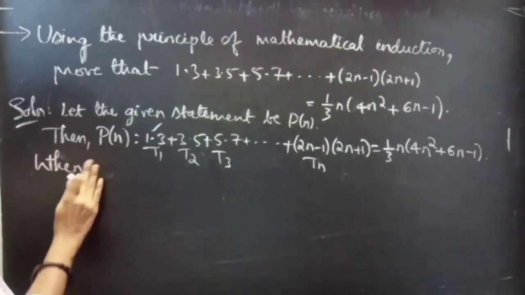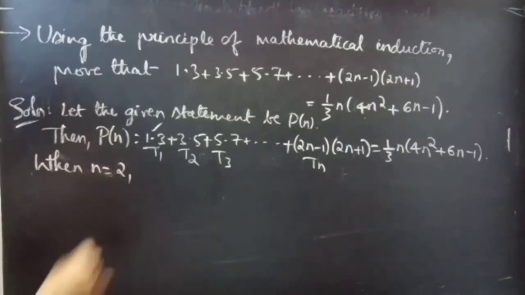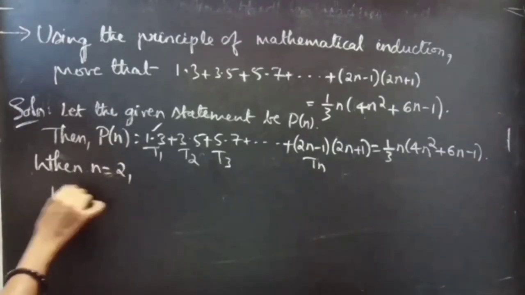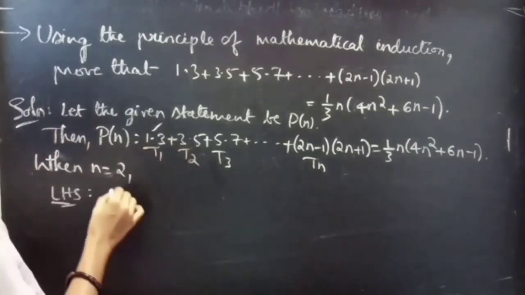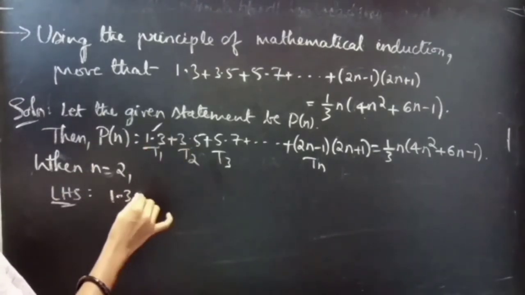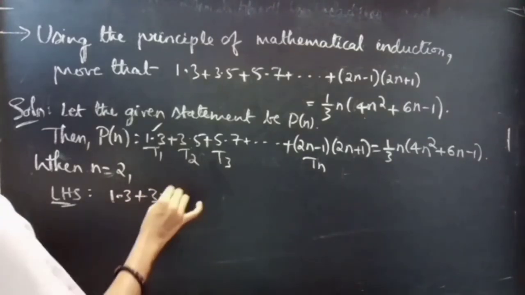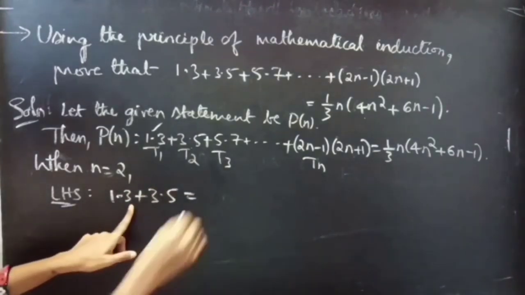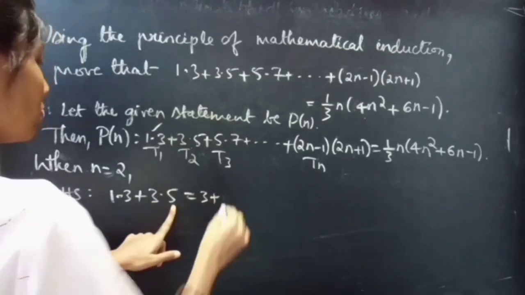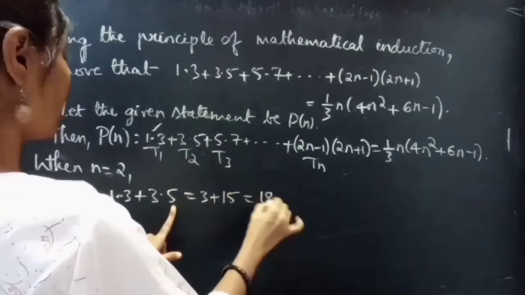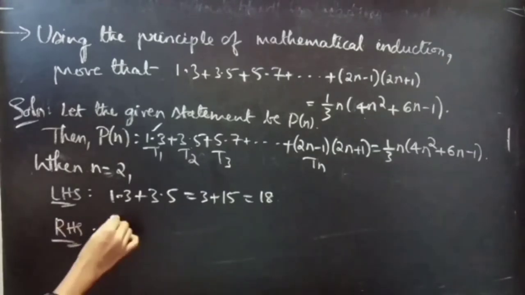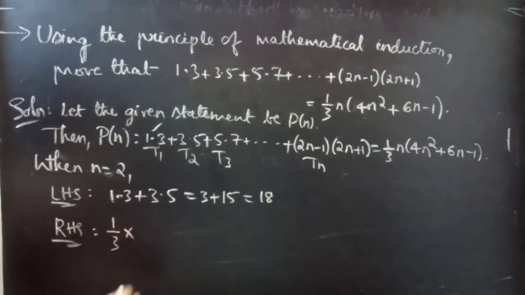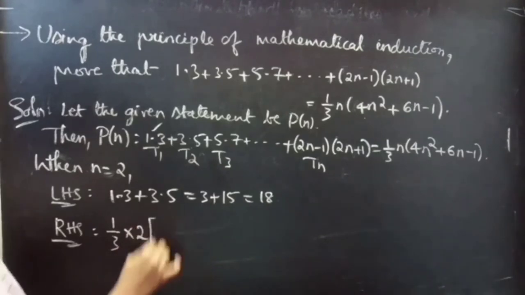When n equals 2, LHS: take the first two terms, the sum of two terms, that is t1 plus t2, which is 1 into 3 plus 3 into 5, which equals 3 plus 15, which equals 18, right? Coming to RHS, simply substitute n equals 2.